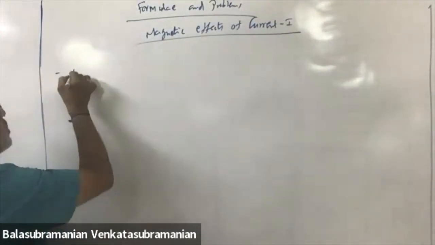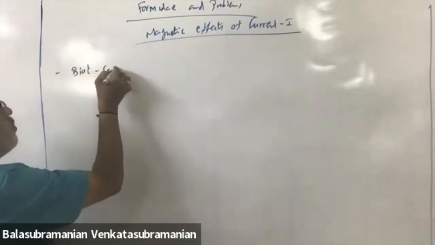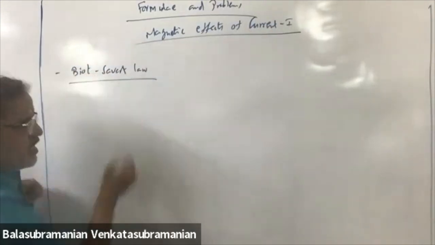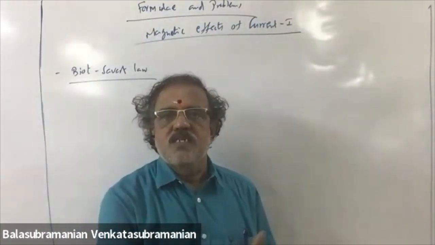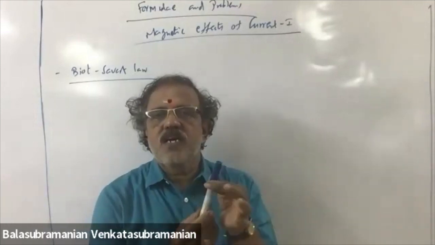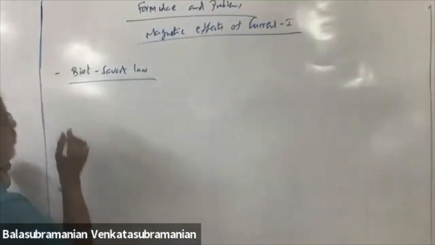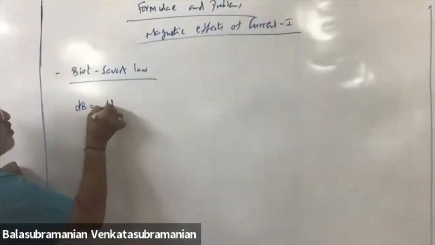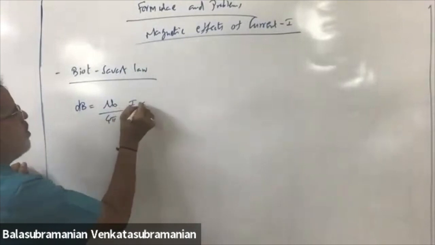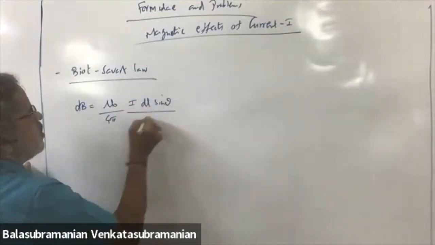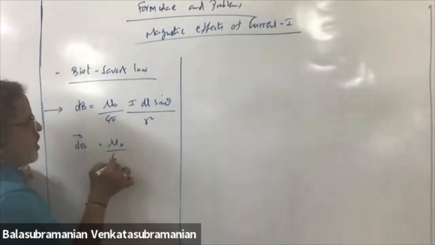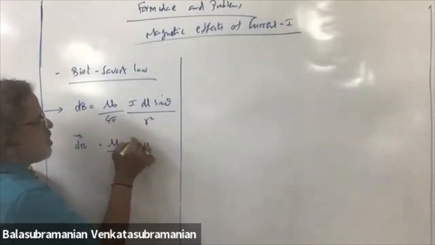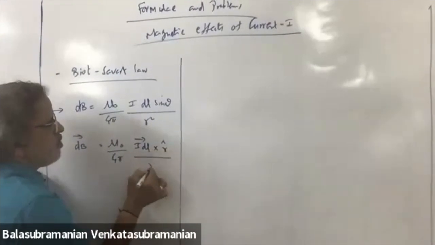To start with, Biot-Savart law. Whenever a current is passing through a wire, in the surrounding there exists a magnetic field. That magnetic field is given by dB is equal to mu naught by 4 pi I dl sin theta by r square. In vector form, mu naught by 4 pi I dl vector cross r cap by r square.